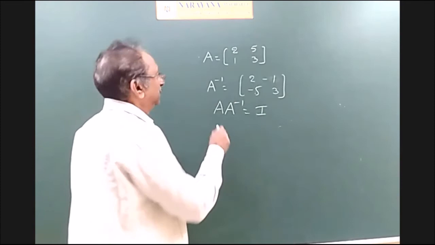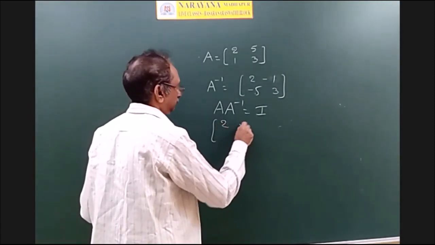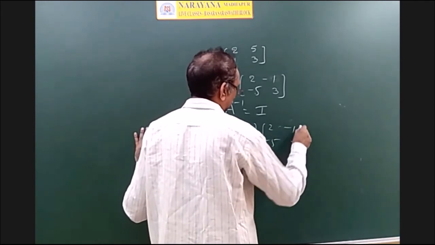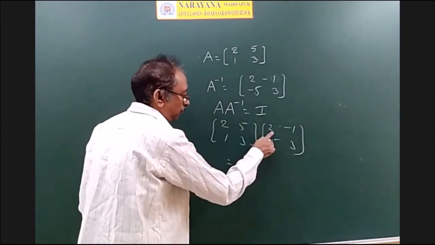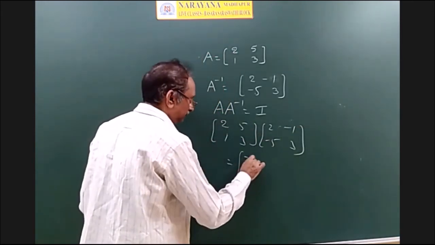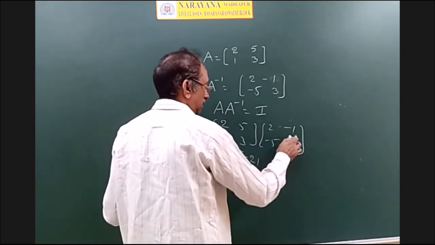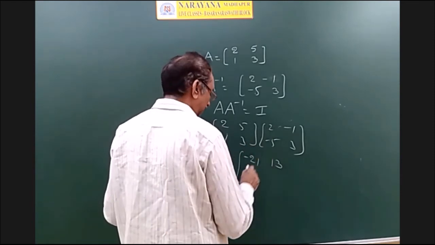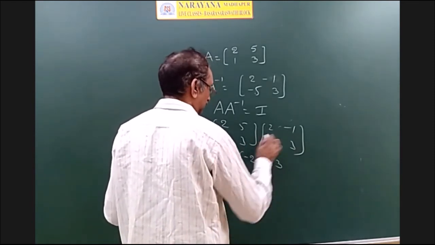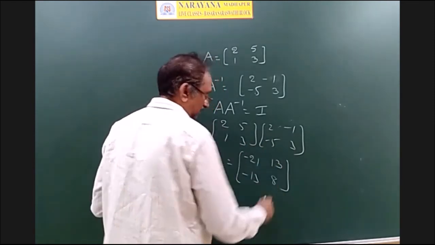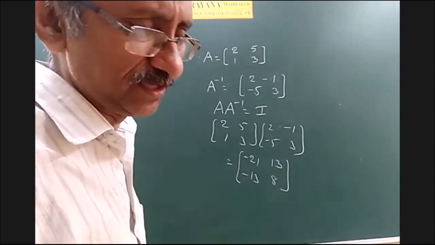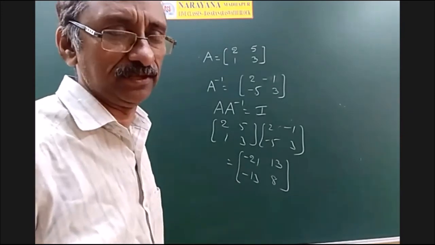So I'll multiply. That is 2 5 1 3 into 2 minus 1 minus 5 3. 4 minus 25, that is minus 21; minus 2 plus 15, that is 13; 2 minus 15, minus 13; minus 1 plus 9, that is 8. Now is it identity matrix? Is it identity matrix, Pritham? Is it identity matrix, Snehita? Now we'll ask another one.